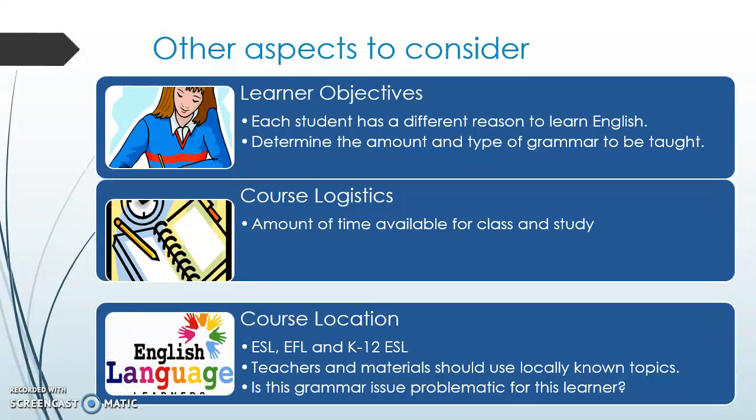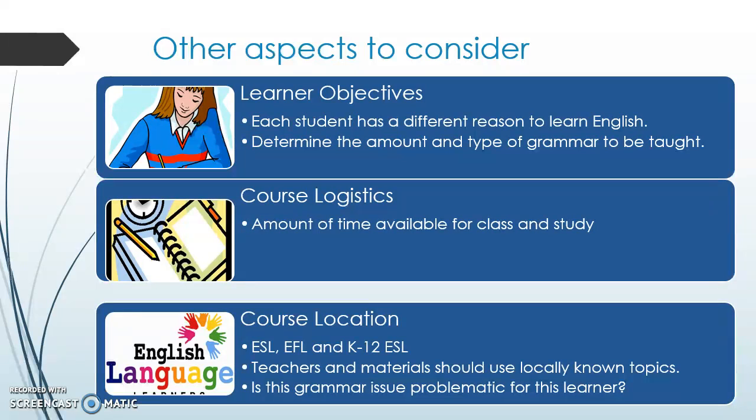The second aspect to be considered is course logistics. This refers to the amount of time that the teacher has in class and for students to work with it outside. A teacher may want to cover too many things, but if time is not available, then she would have to make decisions on what things can be included and which ones are going to be left behind.